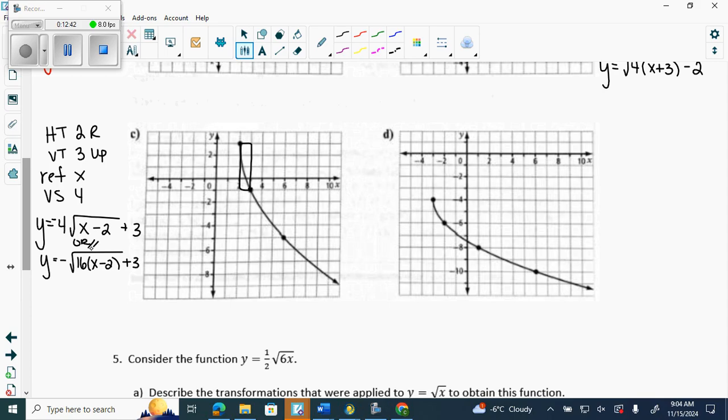Now some people say to me, Mrs. Lepp, what if both of them are there? Can they make both of those answers be in the multiple choice? No, they both give you that graph, so that would be stupid. So they won't be both there. Okay?